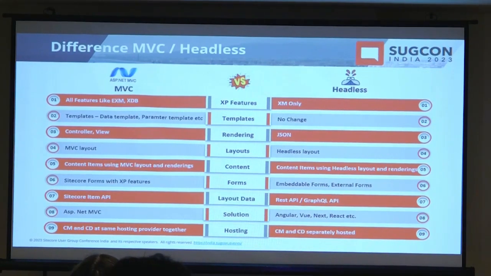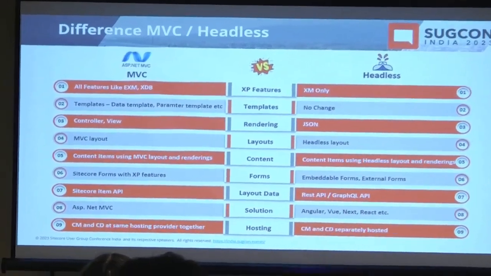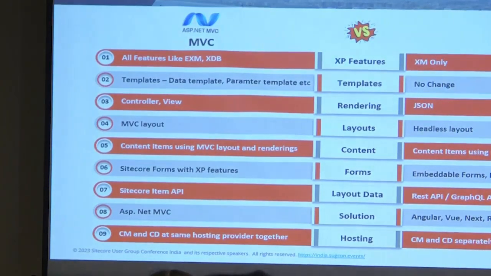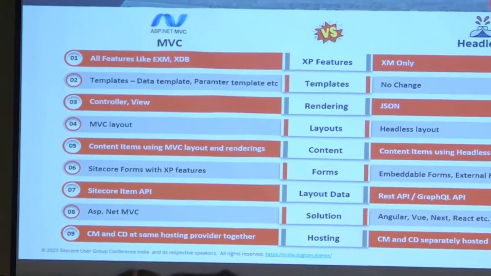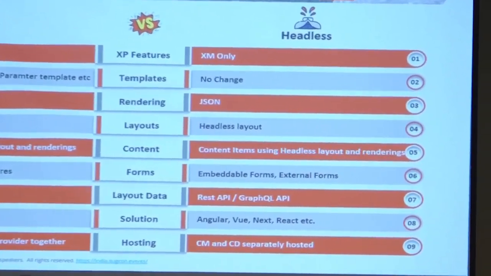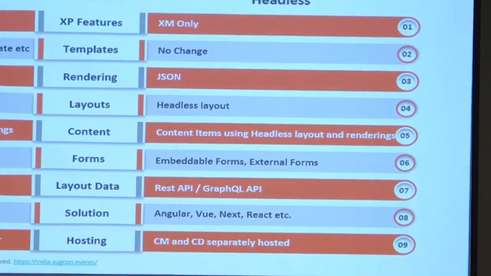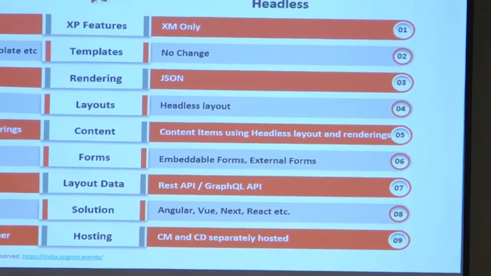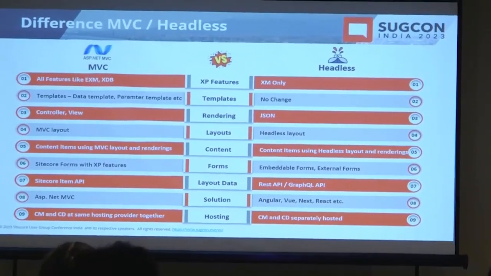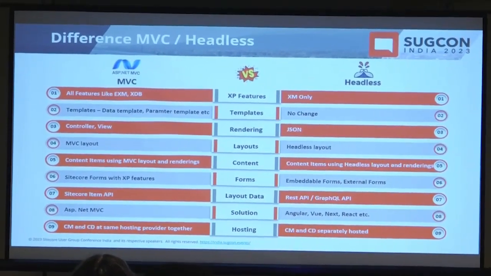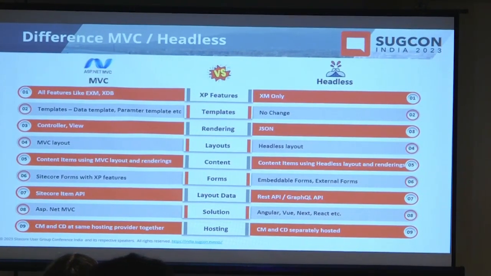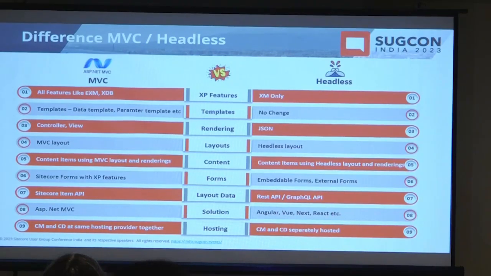So that's a beauty. From the rendering point of view, the controller rendering changed to the JSON rendering. That's a big change. You have to update all your renderings to JSON renderings. From the layout, we used to create an MVC layout. Now you have to create a Headless layout that will be created in your front end application, mapped with the Sitecore layout. From the content perspective, content can be highly reusable, but you need to consider a few things, and you can use the content as is with the Headless layout, right?